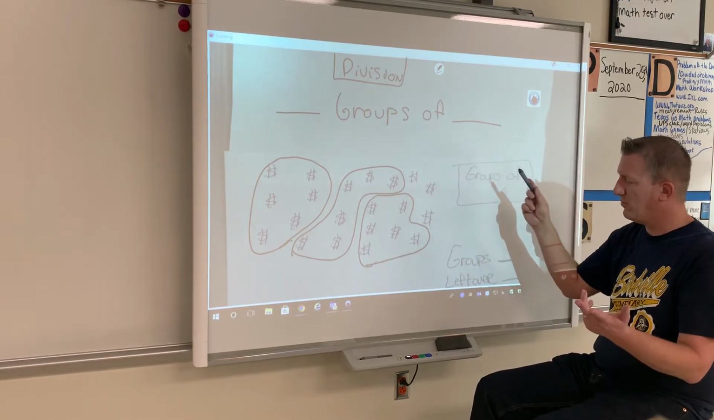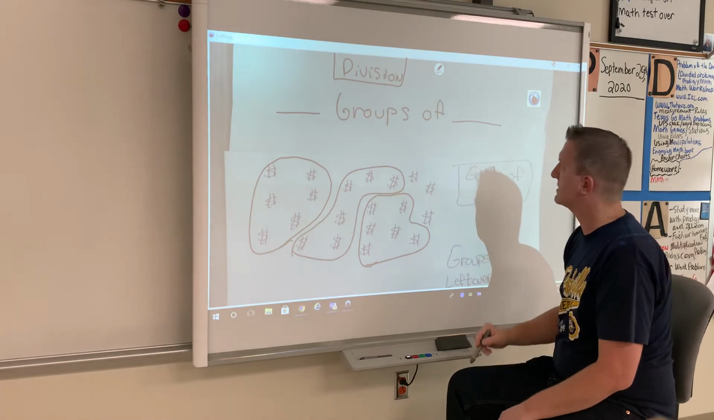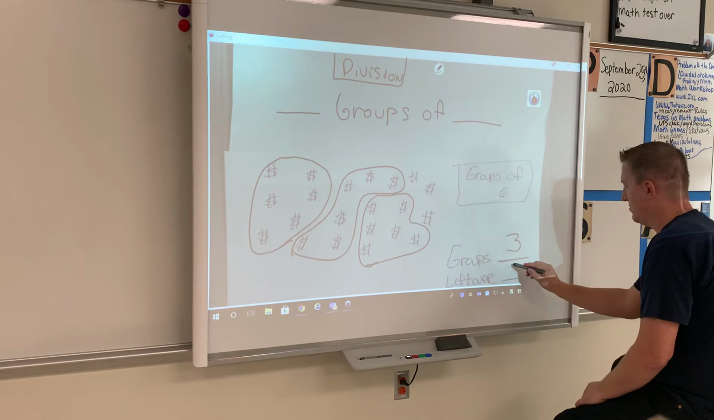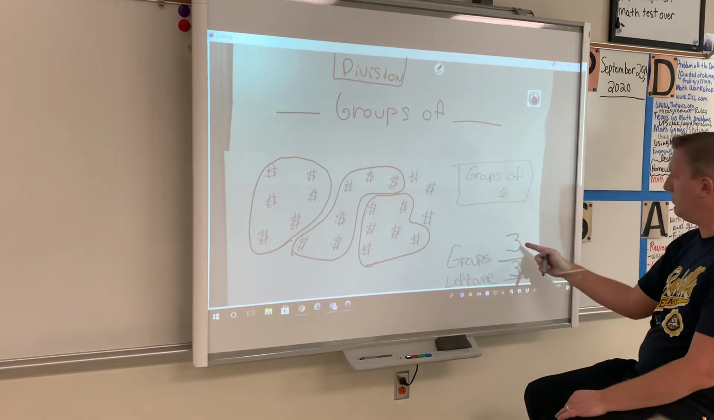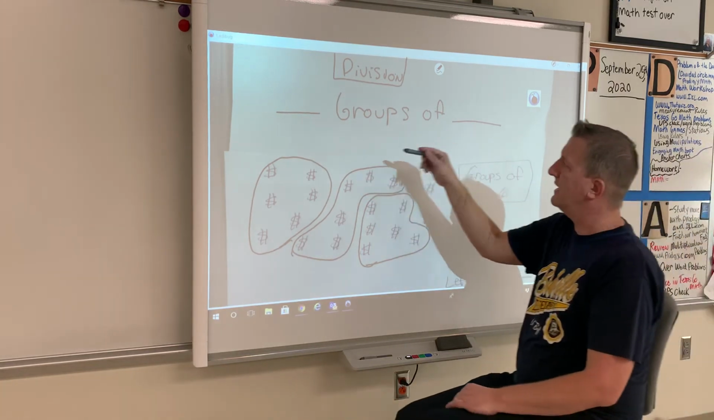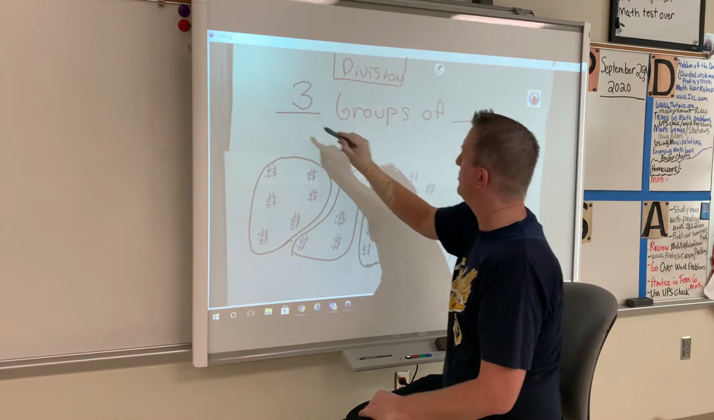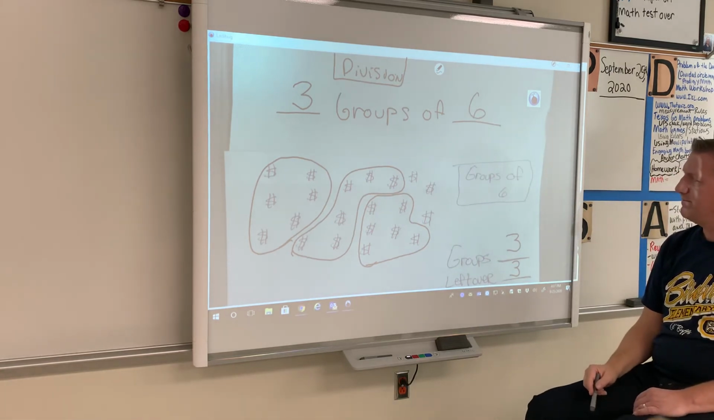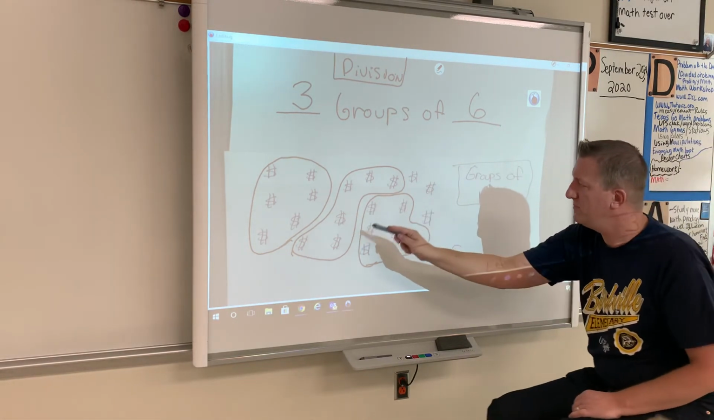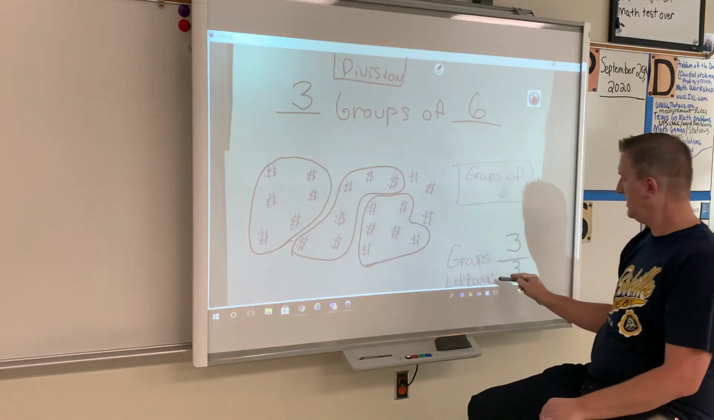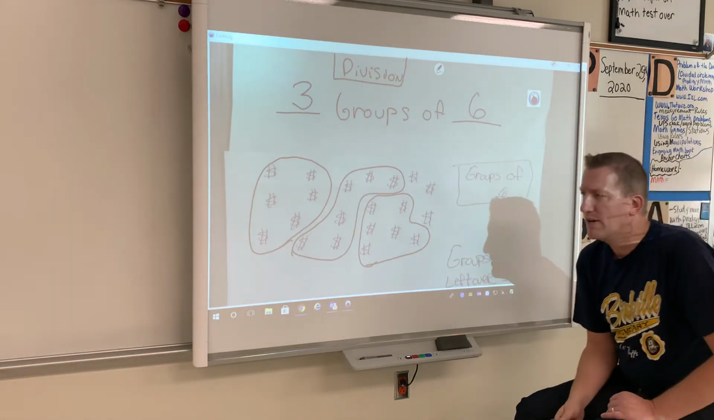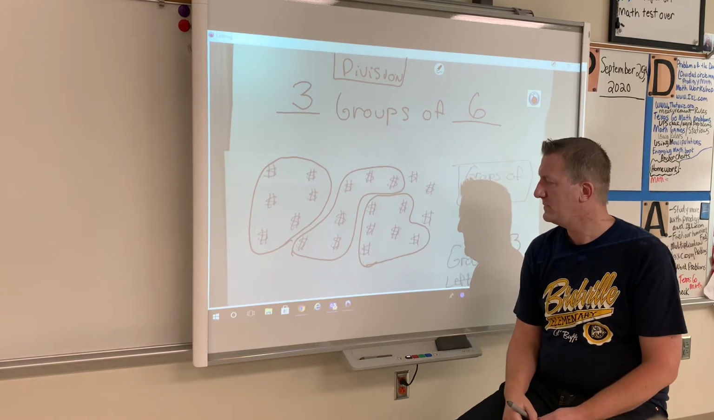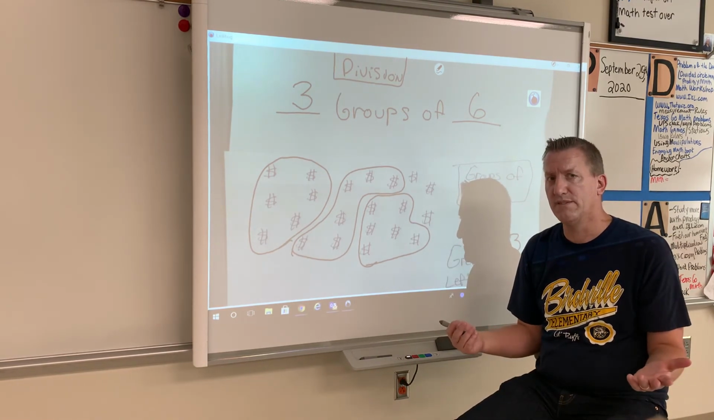And I only have 3, so I don't have a full group of 6. So I have 3 groups with 3 left over. Or I can say I have 3 groups of 6. Okay, so I have 3 groups of 6 and I have 3 left over. Okay, so this is the beginning of division. This really is the beginning of division.